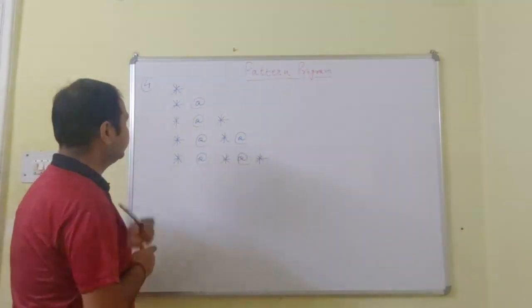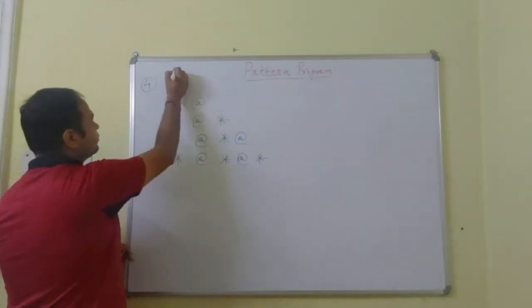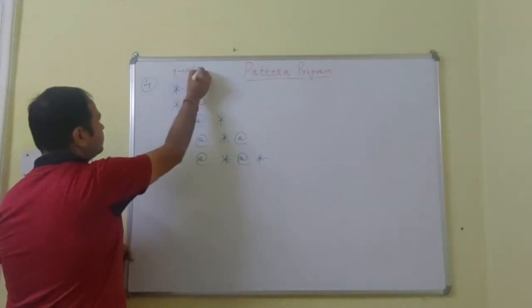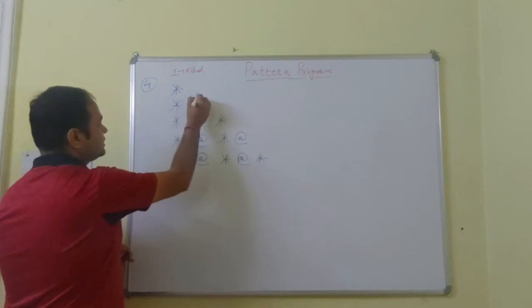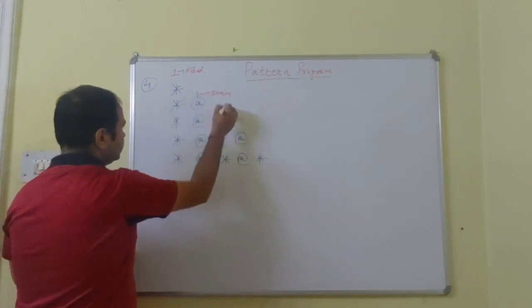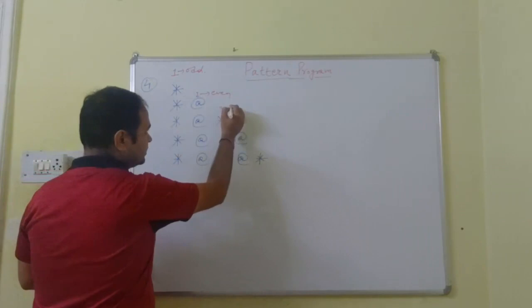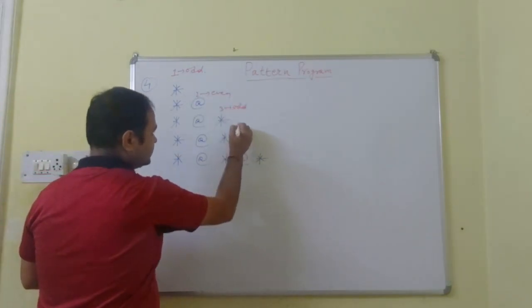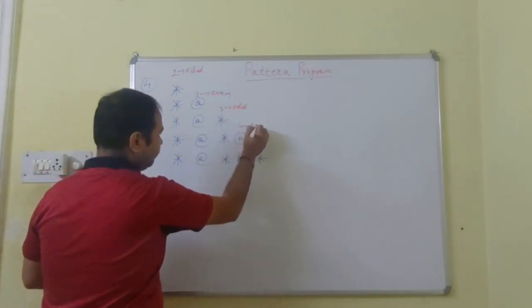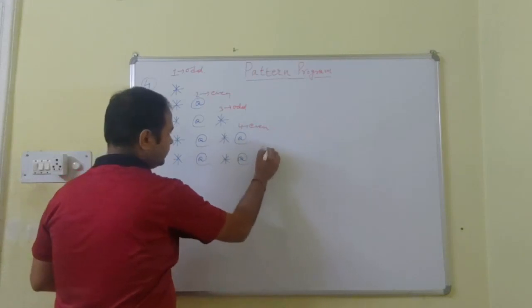So you can see here, this is the first position, so this is odd. This is the second, so this is even. This is the third column, so this is odd, and this is the fourth column, this is even. This is the fifth column, this is odd.